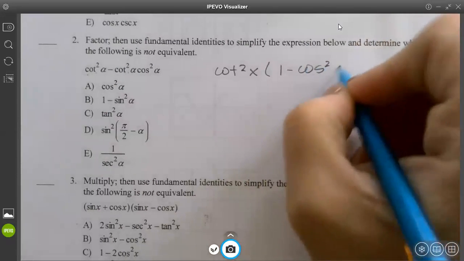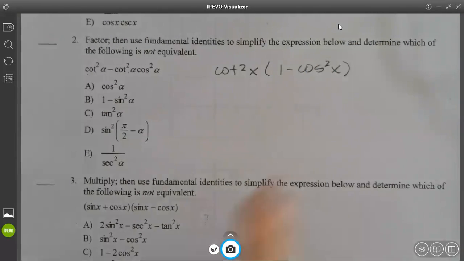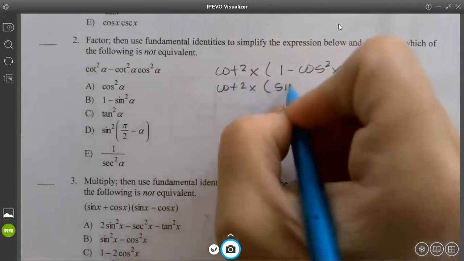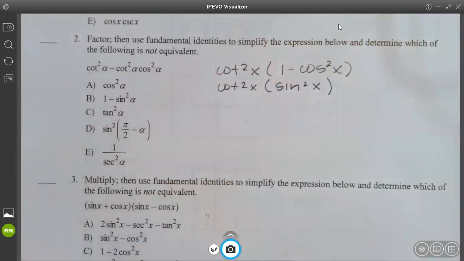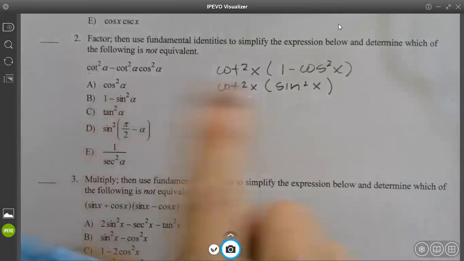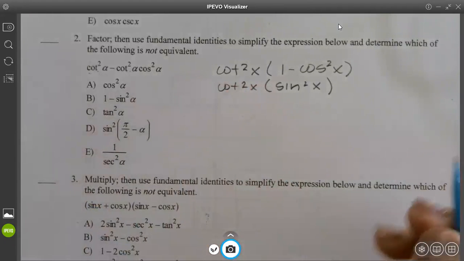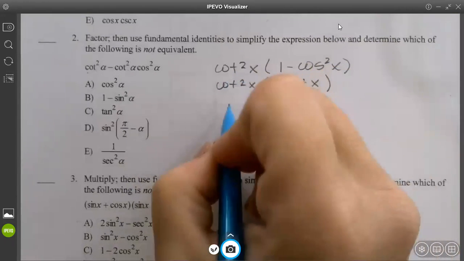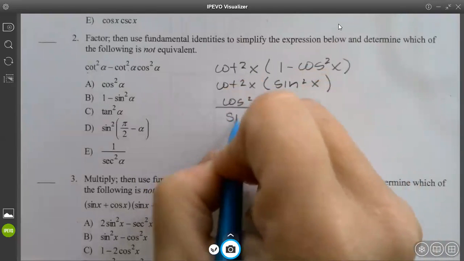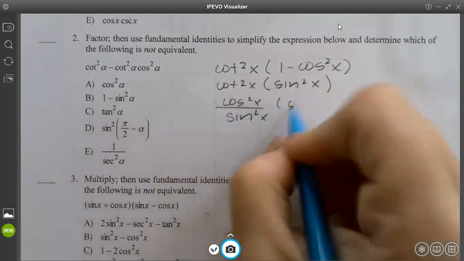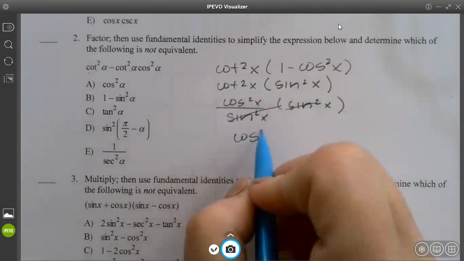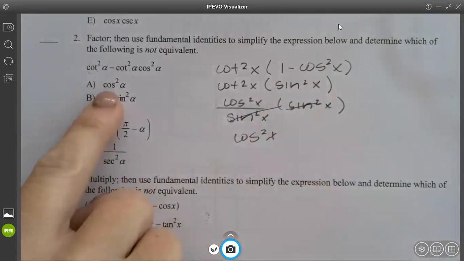Negative cosine squared x. What is 1 minus cosine squared x? Sine squared. What is cotan? Cosine over sine. What do you notice? And you're left with cosine squared x. So is this one equivalent?